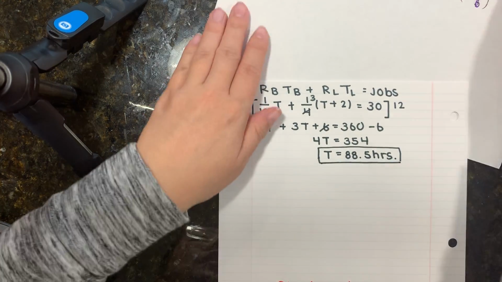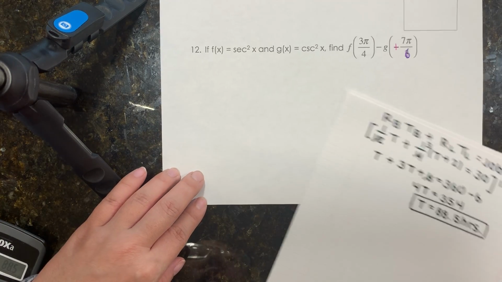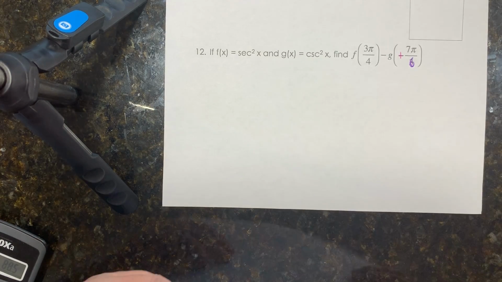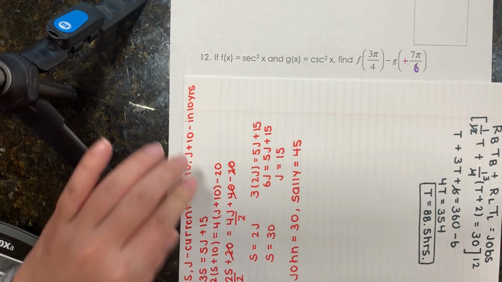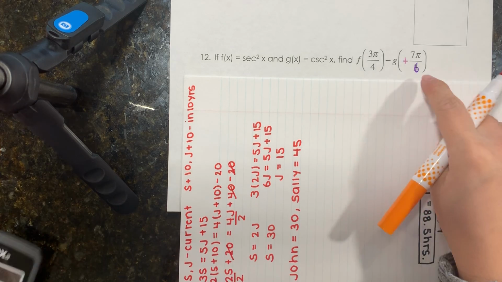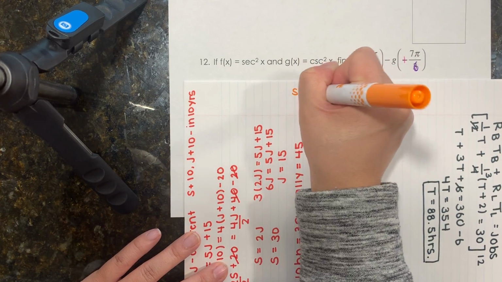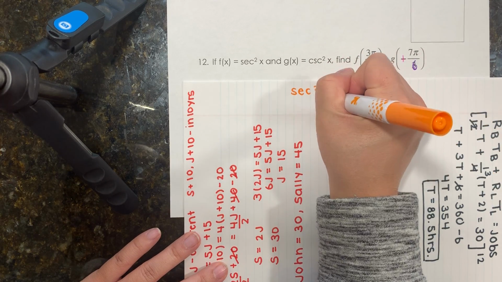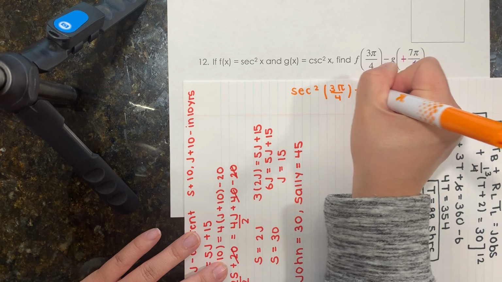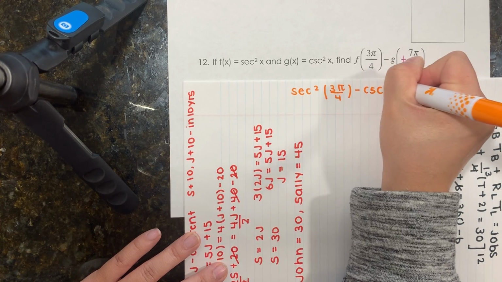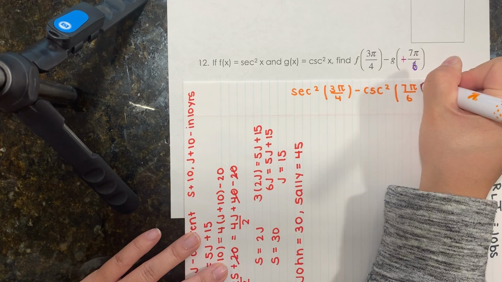Then lastly, we're going to look at number 12. Number 12, I kind of messed up on here, so bear with me. The f function is going to be secant squared, and the g function is going to be cosecant squared. I'm going to rewrite this because I very much messed this up. So this would be secant squared of 3 pi over 4, and then minus cosecant squared of 7 pi over 6.